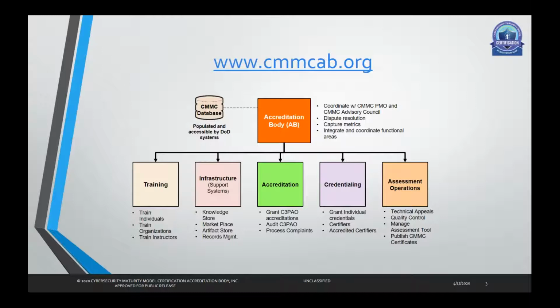This is the general organization of the accreditation body. Each one of those functions there has an associated committee. I'm going to go over those real quick and some of the things they have to do.